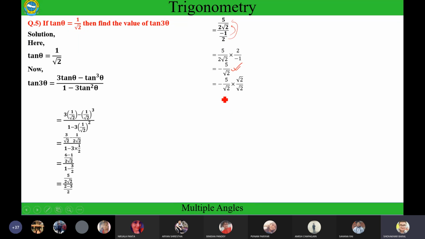How to do the rationalization? If only a square root is there, just multiply it with the same term. If it is square root 3, multiply it with square root 3, both the denominator and the numerator, and it will be in the simplified form, that is minus 5 root 2 by square root 2 times square root 2. If you multiply it, it will be 2. So minus 5 root 2 by 2 is the answer. So therefore tan theta is equal to minus 5 root 2 by 2.